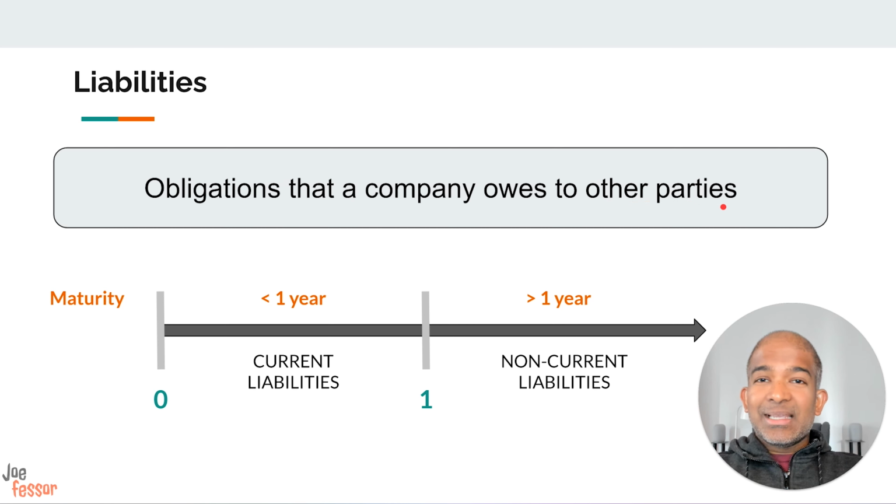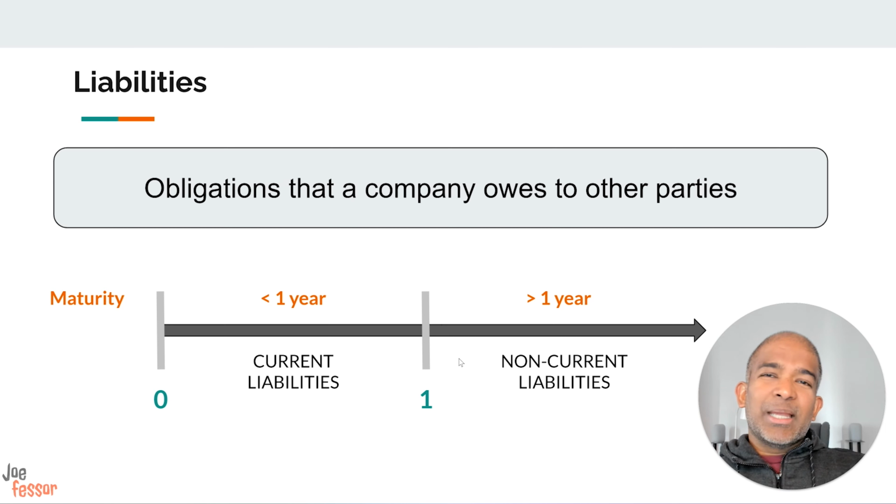These obligations can be financial, such as debts or unpaid bills, or involve promises to deliver goods or services in the future. A critical factor in accounting for liabilities is the time frame in which these obligations must be met. This leads us to the distinction between current and non-current liabilities. Current liabilities are those due within the company's operating cycle, typically within a year. Think of them as short-term financial obligations.